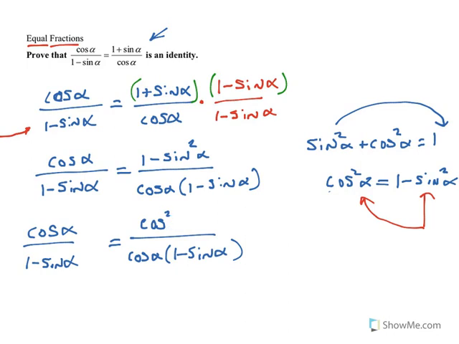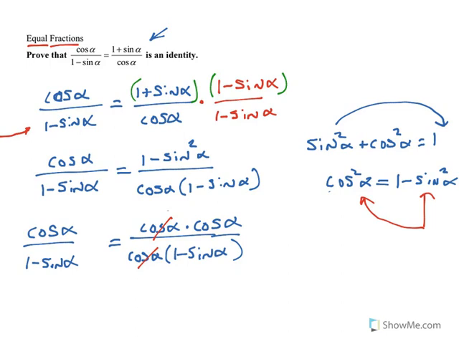So let's erase this. Cosine squared is the same thing as cosine alpha multiplied by cosine alpha. And we know that anything divided by itself is 1. So one of these cosines will cancel one of these cosines. And now we're equal to our left-hand side. Notice we have a cosine up top and a 1 minus sine alpha down bottom.